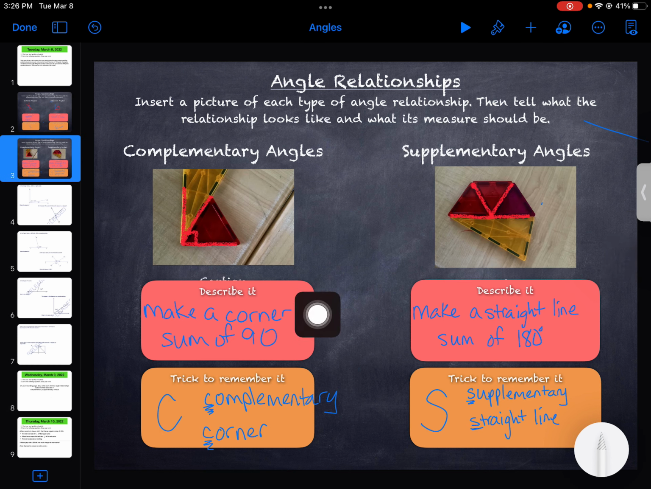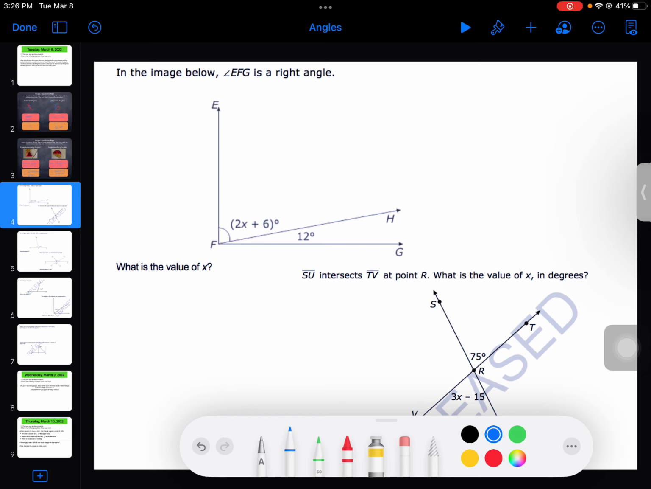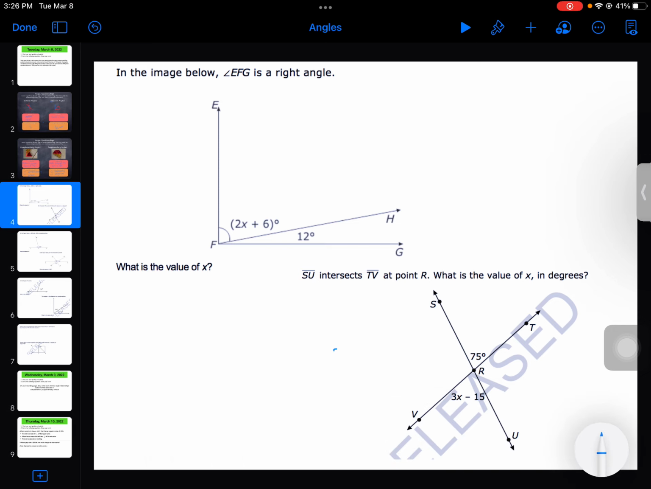Complementary angles create that corner, remember complementary corner, and they add up to 90 degrees. Supplementary angles create that straight line, and they add up to 180 degrees. So now for some examples. If I am looking at any problem, I'm going to look for corners or right angles. I'm going to look for straight lines, or I'm going to look for an X created by vertical angles.